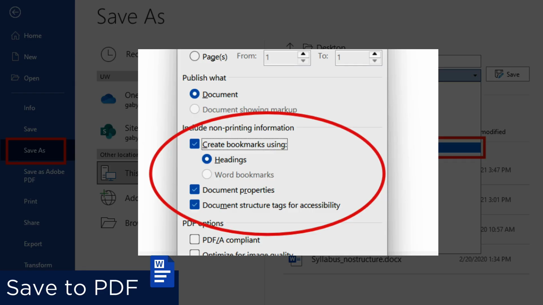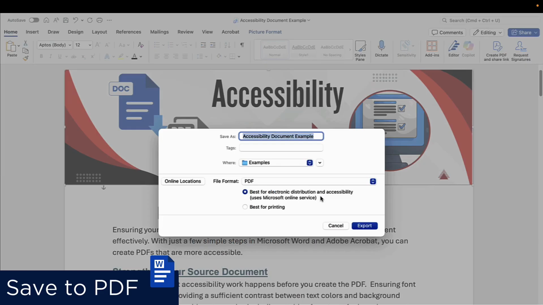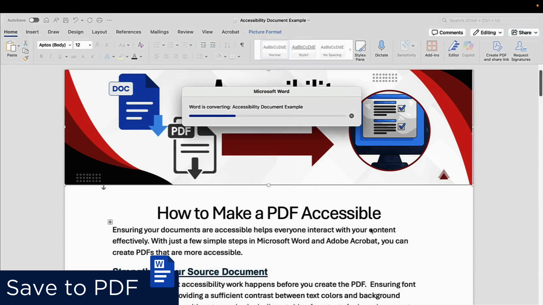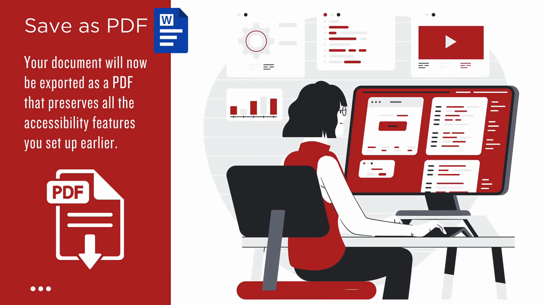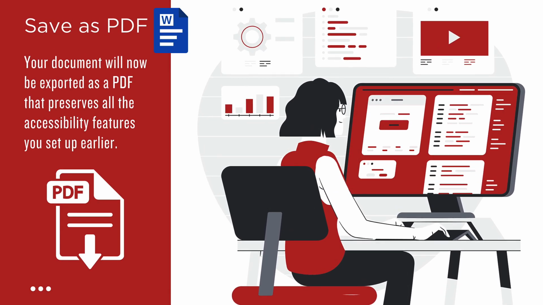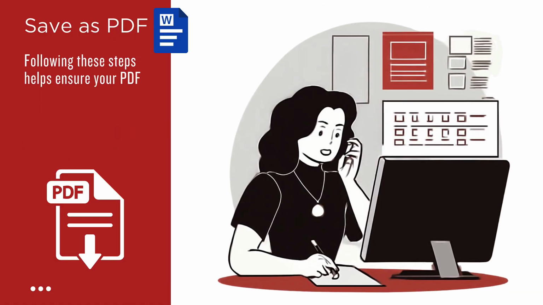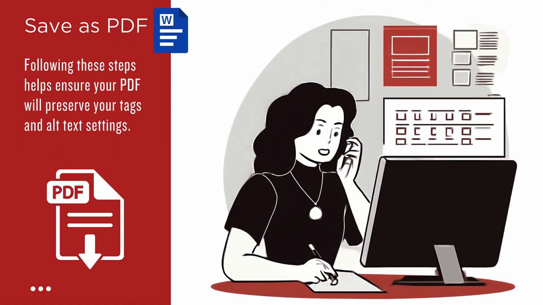These steps are crucial because they tell Word to include accessibility features in your PDF. If they are not selected, tags and structure may be stripped from the document. When you're ready, click OK or Export. Your document will now be exported as a PDF that preserves all the accessibility features you set up earlier. Following these steps helps ensure your PDF will preserve your tags and alt text settings.